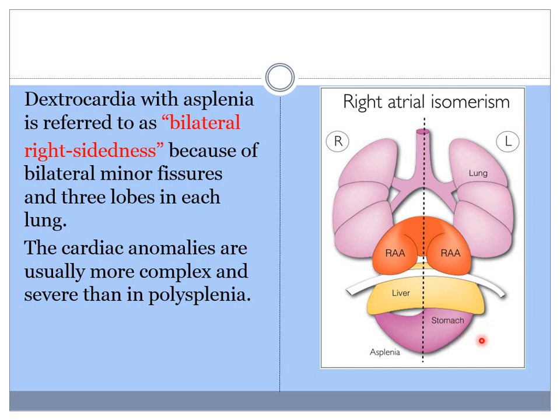If we have no spleen, asplenia, and dextrocardia, there will be bilateral right-sidedness. Each lung contains 3 lobes, and it's a more severe one than the left one.